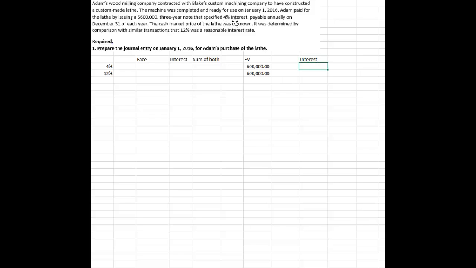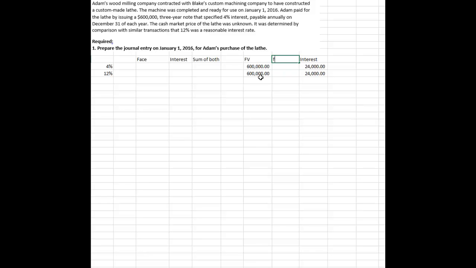the contract says we'll pay 4% of 600 grand. Okay, 4% of 600 grand. And that's annually, pay 24 grand, and we're going to pay that irregardless of which method we use or which interest rate we use as the discount. The contract says 4% of 600,000, so we're going to have to pay 24 grand at the end of each period. That's an ordinary annuity.